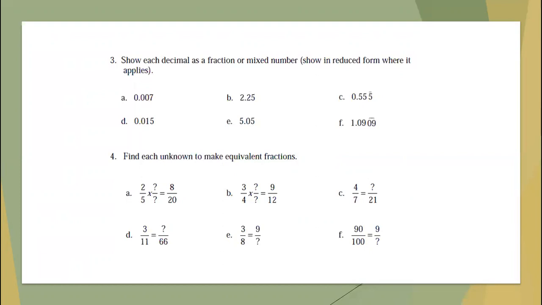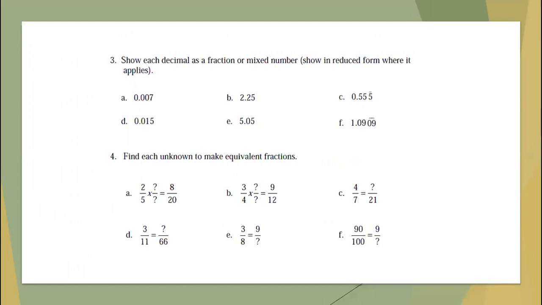Now, finding each unknown to make equivalent fractions. So over here, what they're asking for is, what did you multiply 2 over 5 by to get 8 over 20? 5 goes into 20 4 times, so the unknown would be 4. 2 times 4 is 8, 5 times 4 is 20. Same thing, 3 over 4 equals 9 over 12. What did we multiply 3 over 4 by to get 9 over 12? 3 times 3 is 9, 4 times 3 is 12, so the unknown would be 3.